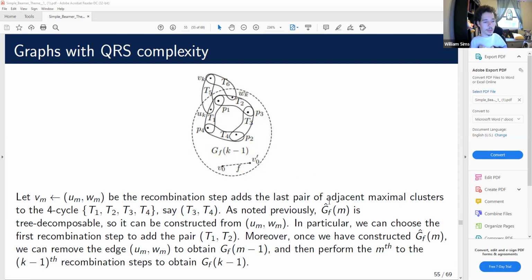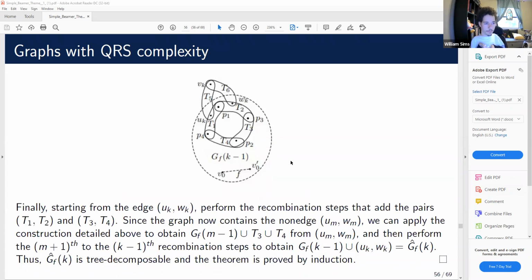Okay, so this will be useful, that we can construct the rest of our graph once we have P3 and P4. That's basically what this is saying. At any point where we have P3 and P4, we can perform this process. We can just pretend like we've removed the edge of the extreme graph and then perform the construction steps to get G sub F of M-1, and then perform the rest of the construction steps to get G sub F of K-1.